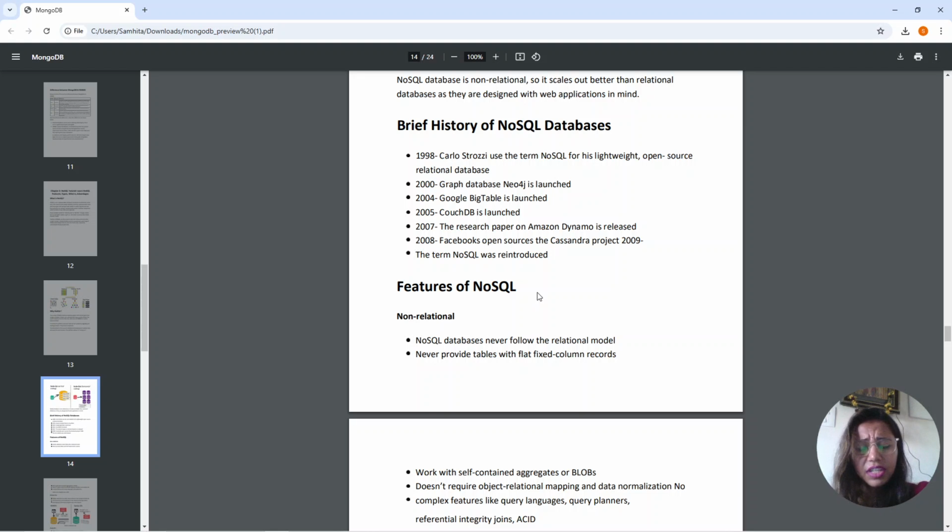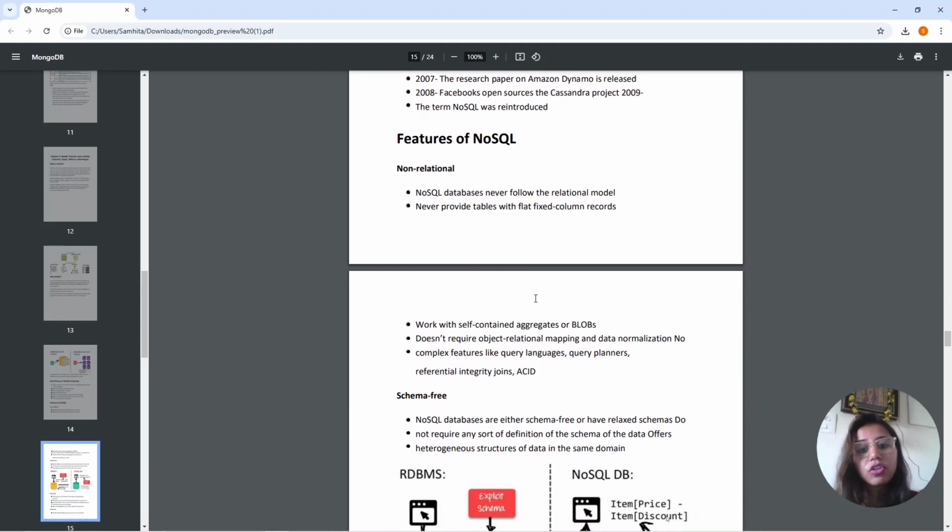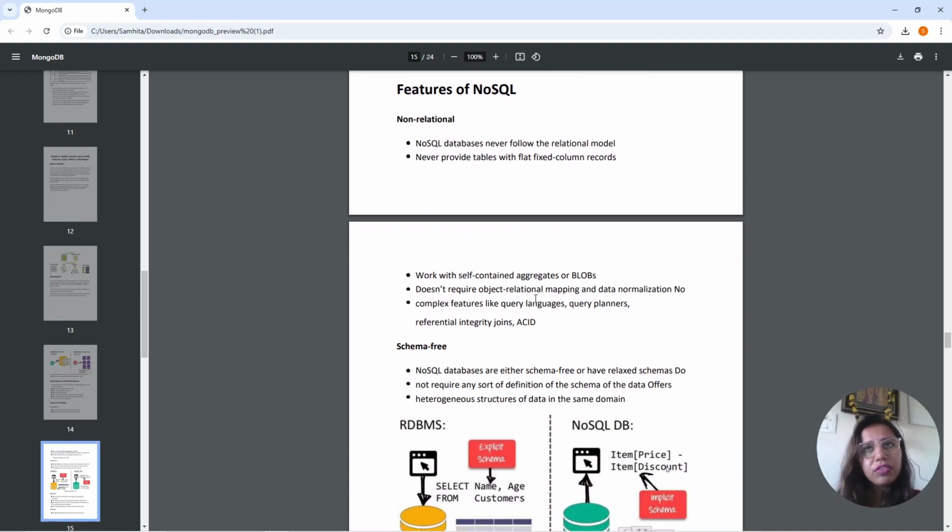Okay, so after this, the next thing I want to talk about is features of NoSQL. As you know, what are features? Features means the plus points, or what we have. What is so exciting about this that we are using it?